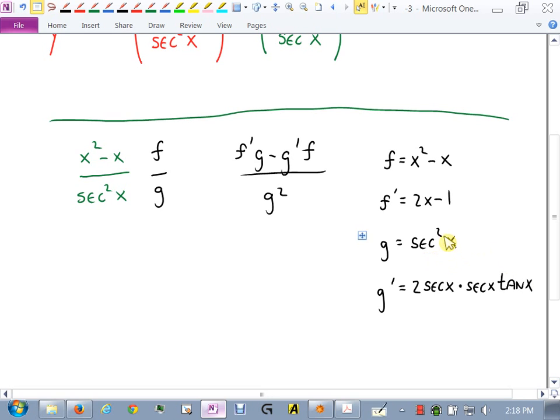That's it, we're done with this onion, right? Go ask the question, what? How to what? Yes, yes, I will do that. This is 2 secant squared x tangent x.